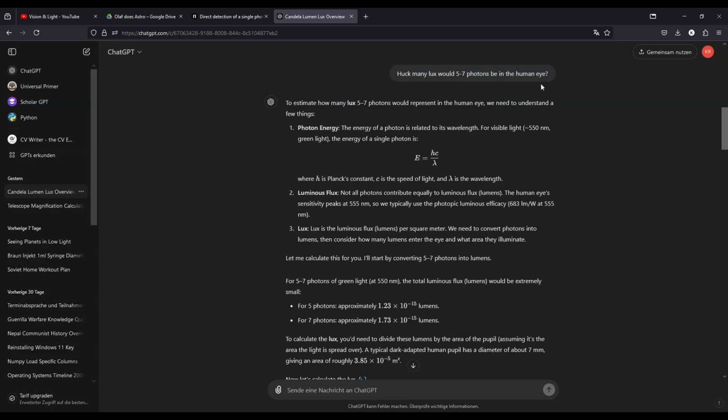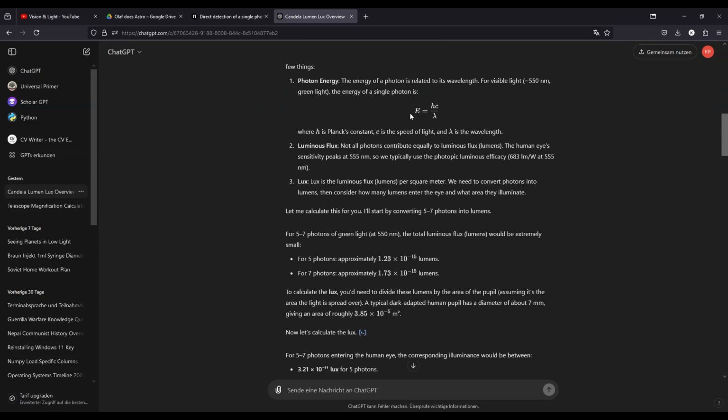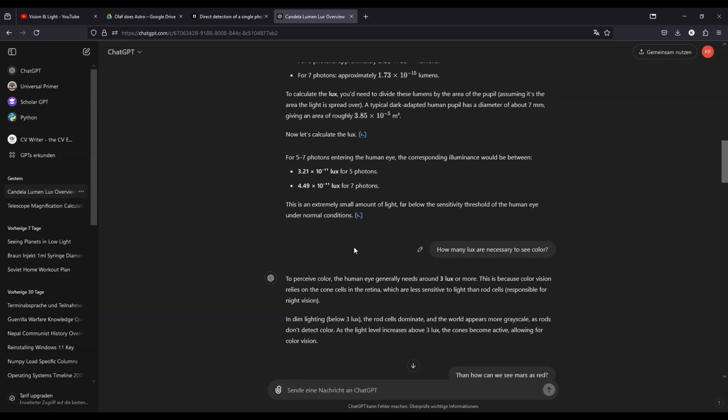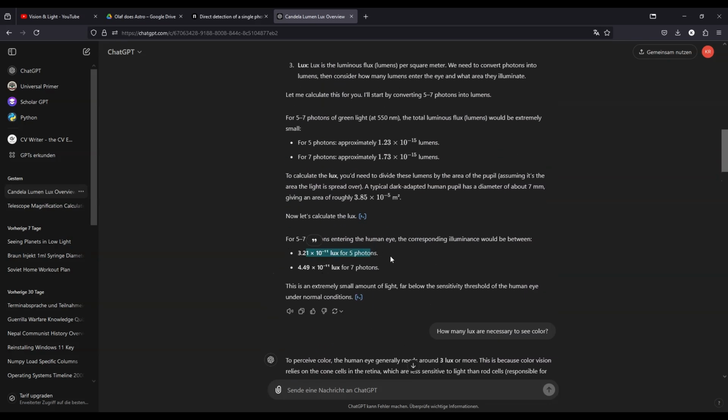I asked for 5 to 7, precisely because this is one of the citations that he has here. And ChatGPT goes through the exact same calculations as I do and comes out with 3.2 times 10 to the minus 11 lux for 12 photons, which lines up within reason to what we have calculated roughly, right? So we're definitely at the same order of magnitude. I am like a factor of 2 off, which is not much for these kind of rough estimations. So ChatGPT and I agree here on how bright all of these things would be.